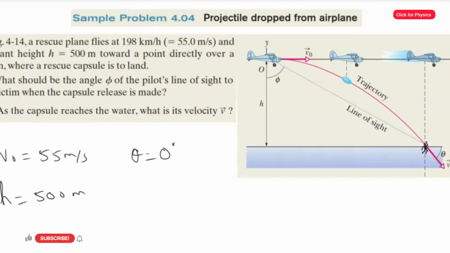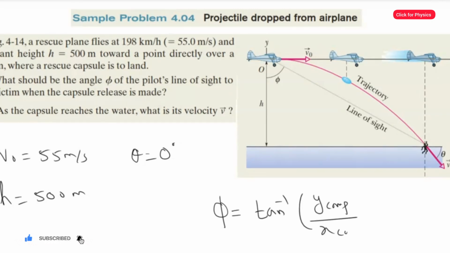Understand? So now for finding phi, that means the angle, that is our line of sight. If you want to find the angle phi, we already studied in chapter number 4 in projectile motion, not chapter number 3. Vector itself we studied, right? So we studied the formula phi equal to tan inverse of y component divided by x component. This is the formula.